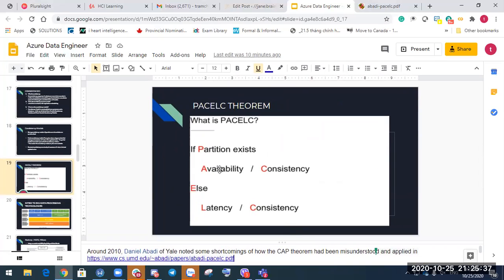So when there is a network partition, they will prioritize availability, and when there is not, they will prioritize latency. That means they give up consistency for availability. So it's more important for them to have the system available rather than have the most updated data. That's what it means when you read the letters. Do you guys have questions so far on this?